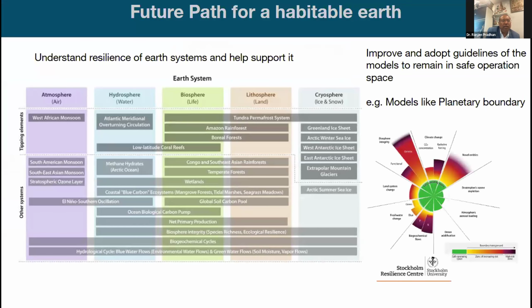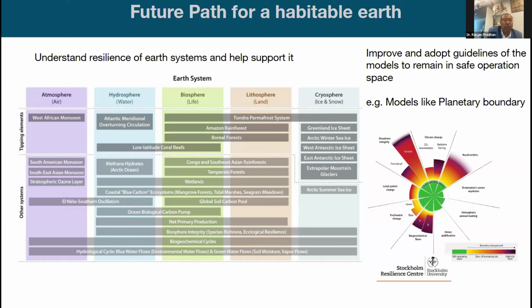So we need to understand the resilience of the Earth system and help support it. So what is the Earth system? There are 5 spheres in the Earth that are within the Earth system. Those are atmosphere, hydrosphere, biosphere, lithosphere, and cryosphere. All of these are very interlinked, and disturbances within any of them can drive instability. There are tipping elements within all these spheres, and we can try to contribute in whichever way we can.